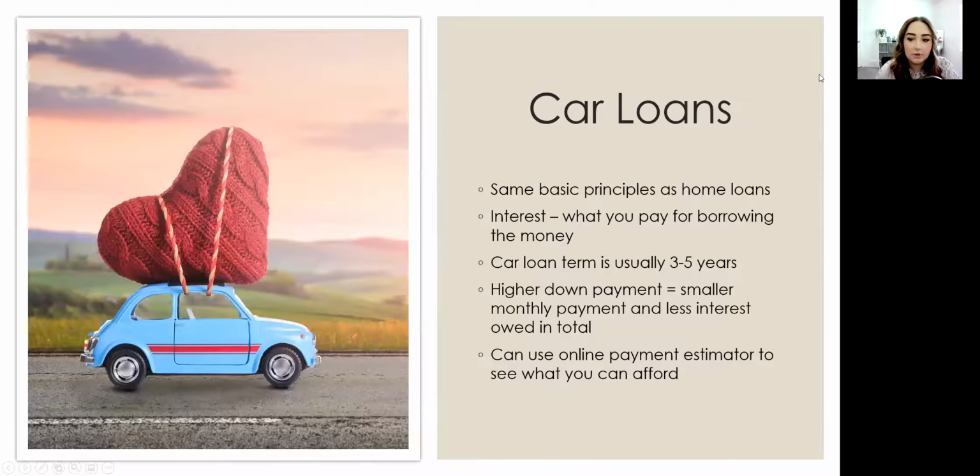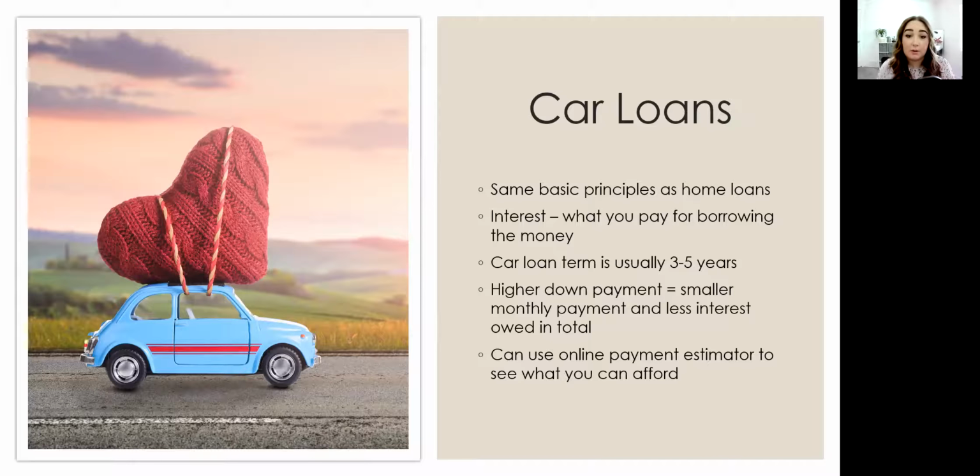So the next one is car loans. They have the same basic principles as the home loan. So you pay your interest, you pay your principal. Interest is what you pay the bank or credit union or whoever for borrowing the money, right? A car loan term is usually 3 to 5 years. I would say 5 years is definitely the most common, but it could be 3, 4, 5 years. Sometimes they go to 6. Usually it's 5.